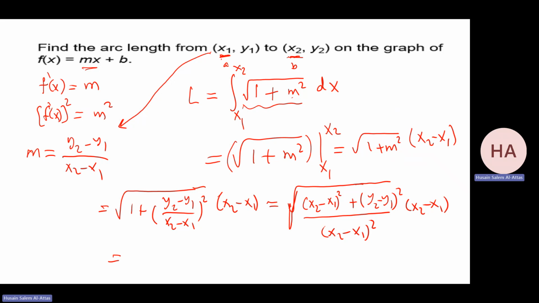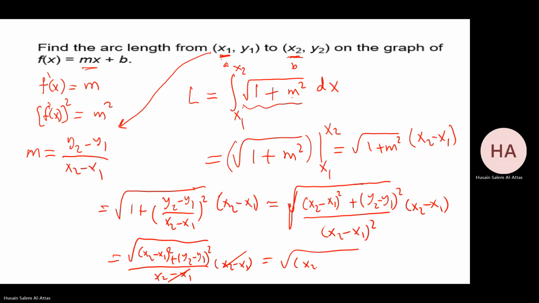Usually I do this. So the point is from this to this. So I have the square root of (x2 minus x1) squared plus (y2 minus y1) squared, over x2 minus x1, times x2 minus x1. So this is cancelled. So I have the regular definition of the distance between 2 points on a line. Okay, so that's showing my formula is going fine.